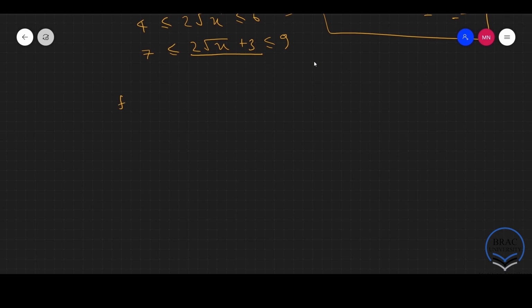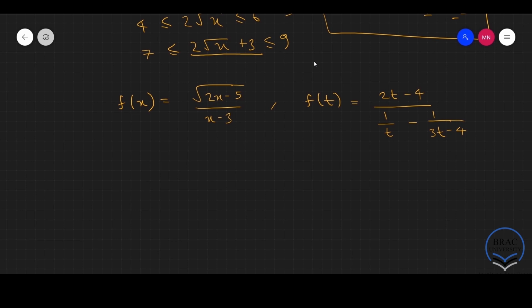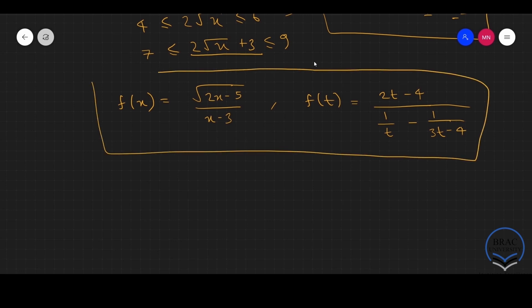Let's take a look at two more functions. And we have f of t is equal to 2t minus 4 over 1 by t minus 1 over 3t minus 4. So we have these two functions. They look a bit complicated, but it's actually not that hard.